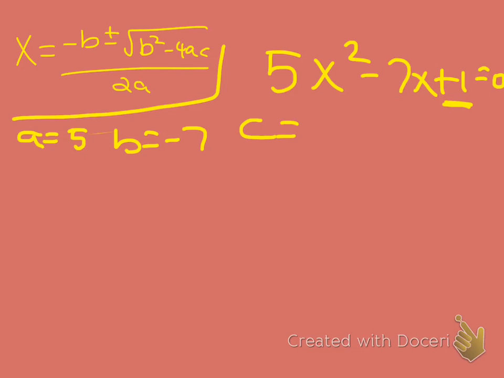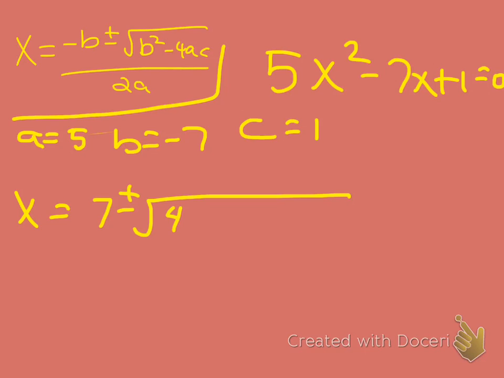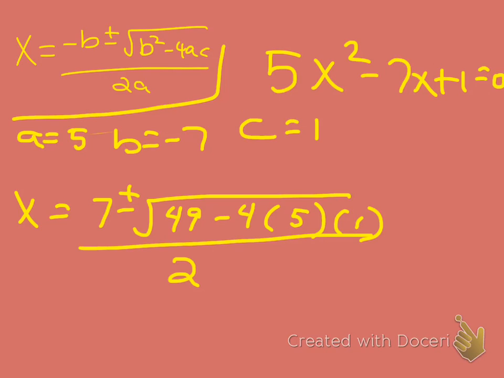So then we have X equals negative B. B is already negative 7, so it'll be positive 7, plus or minus the square root of B squared. That's negative 7 squared, so that'd be 49. Good. Minus 4 times the A, which is 5, times C, which is 1, all over 2 times A, which is 5, so that'll be 10. Good.